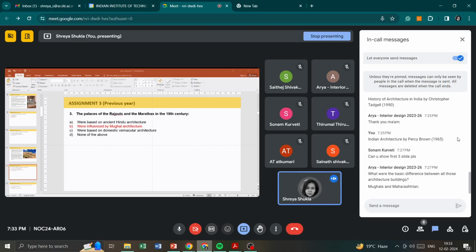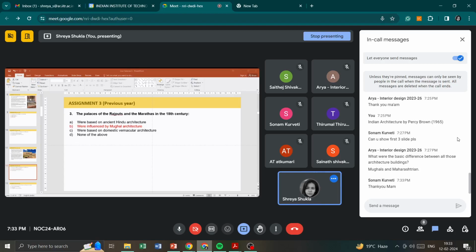I have repeated the first three slides, Ms. Sonam. And Arya, you're asking what the basic differences were between all those architectural buildings, Mughals and Maharashtra? Mughal architecture, the idea of it, came from the Persian architectural style and the architecture prevalent in Samarkand, from where Babur came. The Mughal style brought in Islamic elements along with them, and they created those buildings in India. However, a lot of indigenous parts also started getting incorporated in them. Especially during the reign of Akbar and Shah Jahan, Rajput styles got incorporated into Mughal architecture and others.